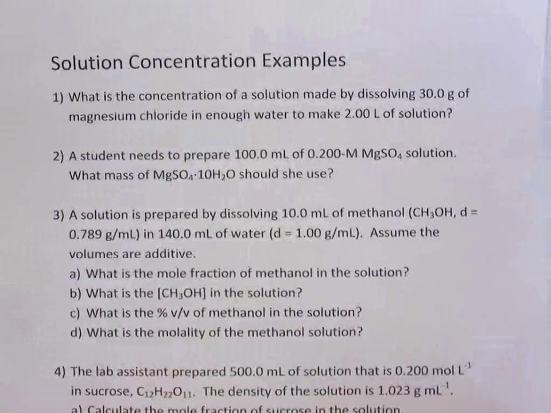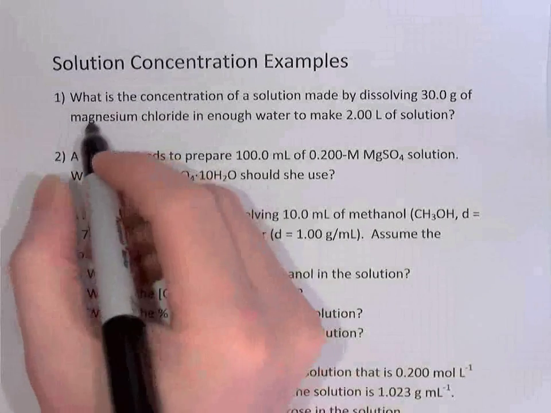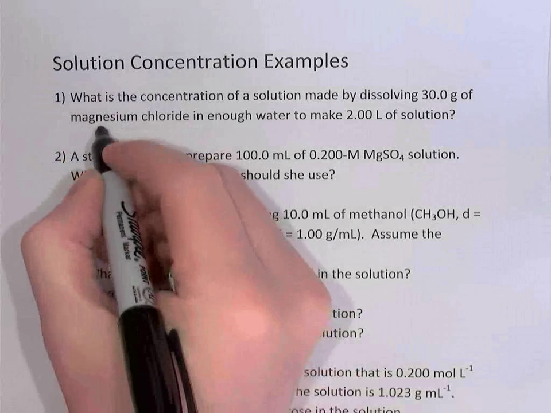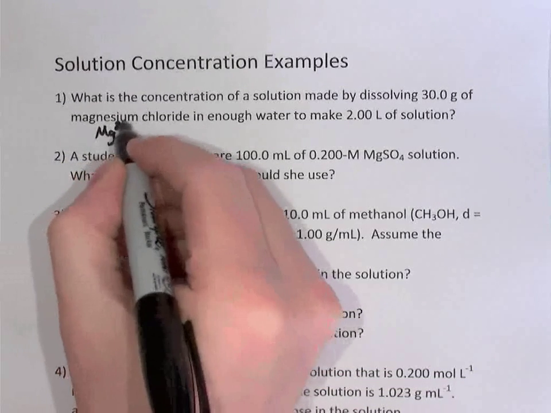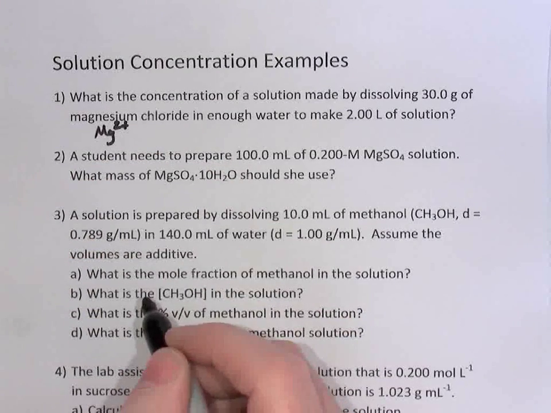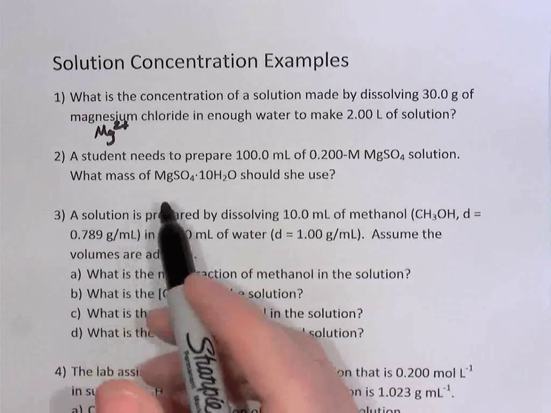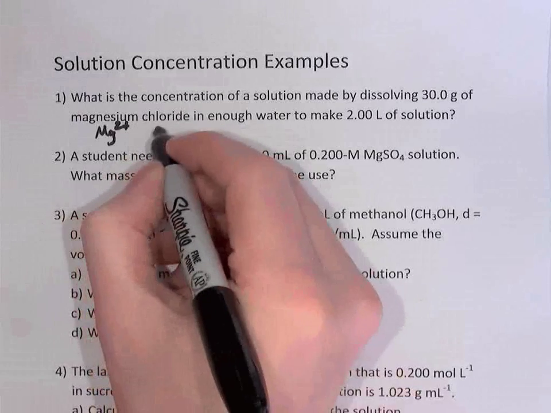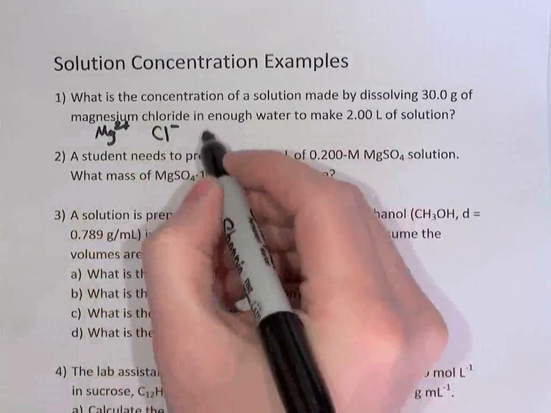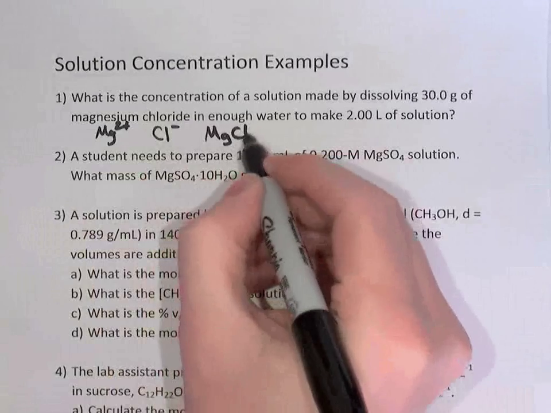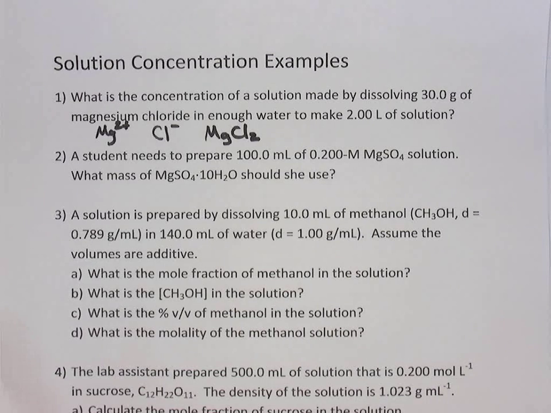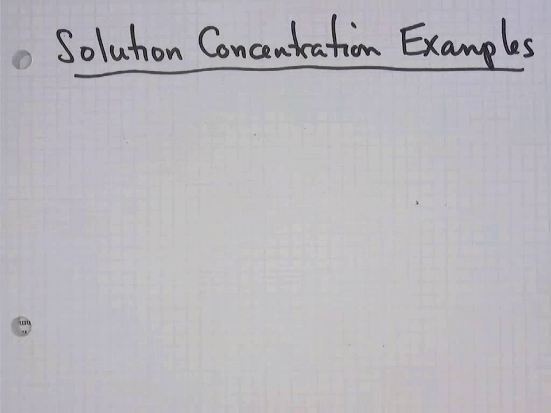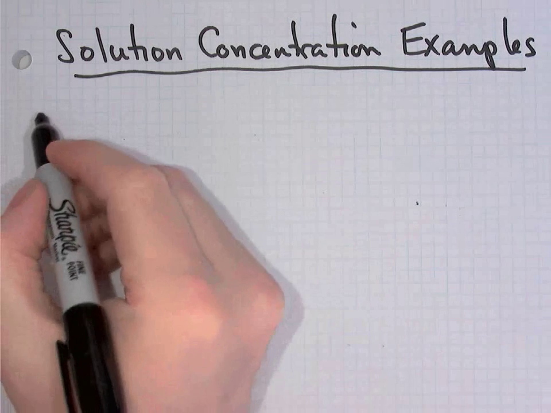Magnesium is an alkaline earth metal, so as an ion its charge will be 2+, so this is Mg2+. Chlorine is a halogen, so as an ion it's called chloride and its charge is Cl-. So magnesium chloride is going to be MgCl2. Keep that in mind. So we're going to take 30.0 grams of magnesium chloride and dissolve it to make 2 liters of solution. What is the concentration of that solution?